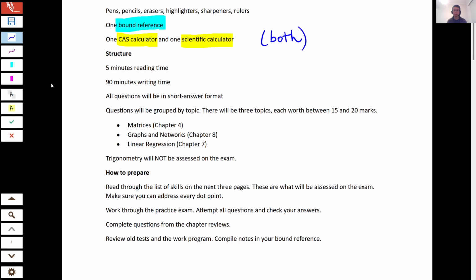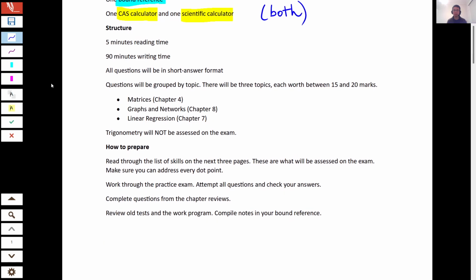Okay, next up is structure. So we'll have reading time. Not a lot of reading time, 5 minutes. In Year 12, you actually get 15 minutes. So next year, I'll train you how to use reading time. This year, it's just to let you have a glance at the paper.